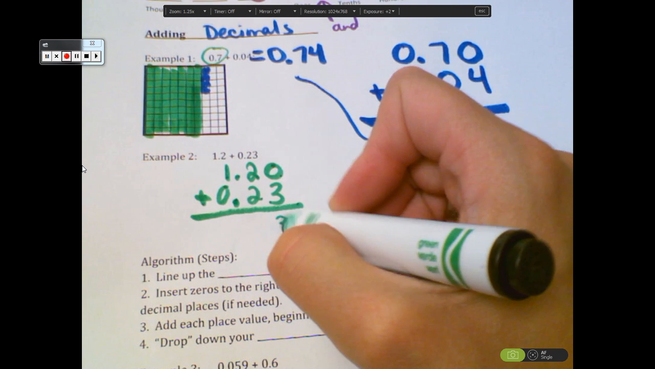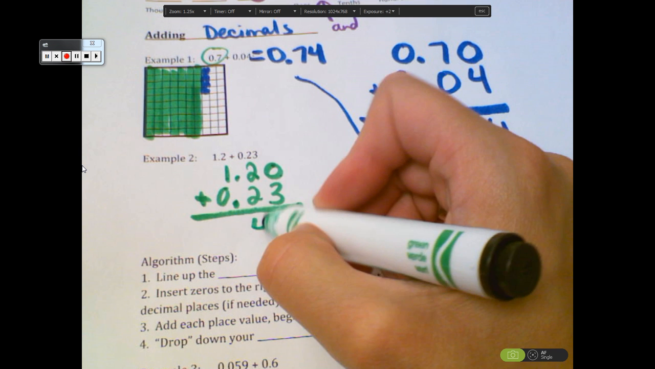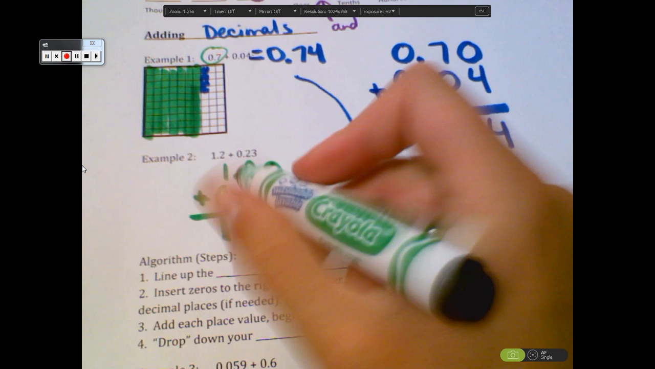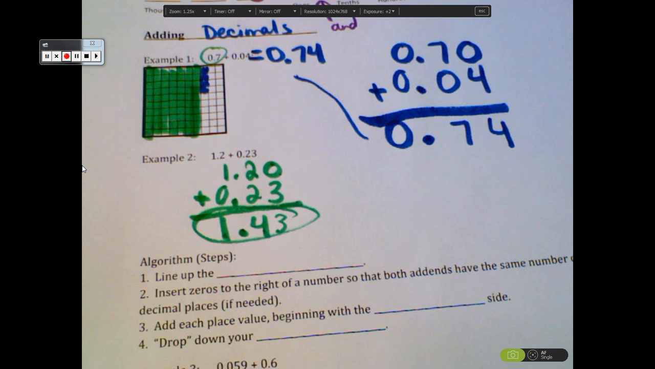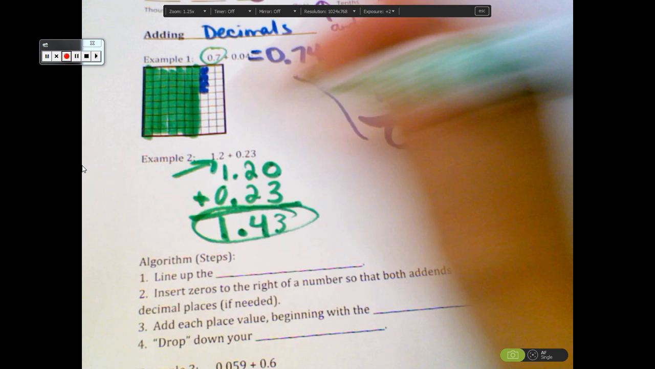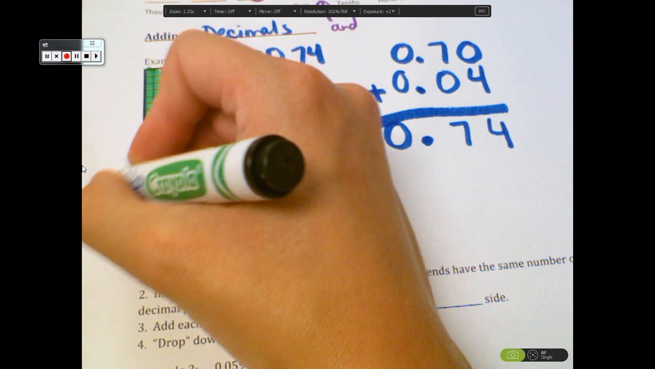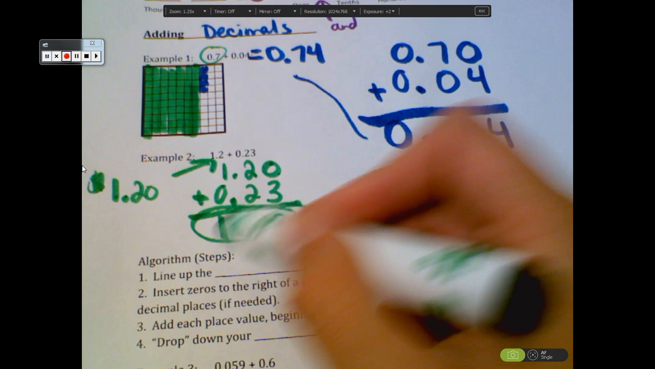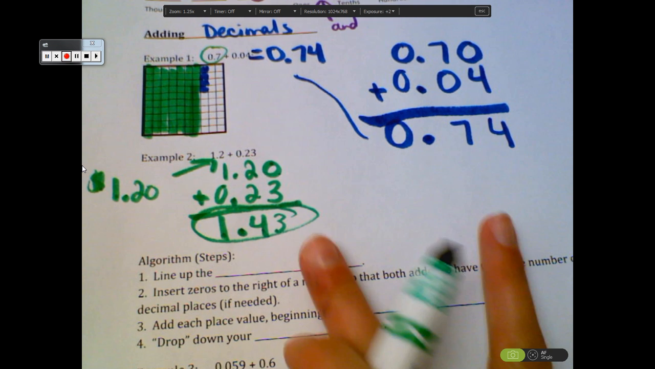0 plus 3 is 3. 2 plus 2 is 4. Drop down my decimal. 1 plus 0 is 1. 1 and 43 hundredths. So this makes sense because if I had 1.2, and if we're talking about money, that's $1.20. $1.20 plus 23 cents is $1.43, which is what it looks like.